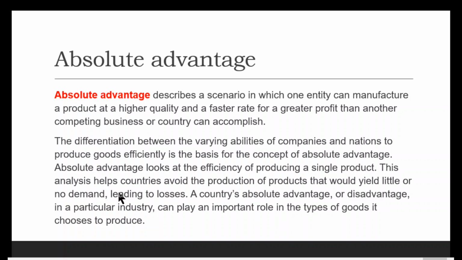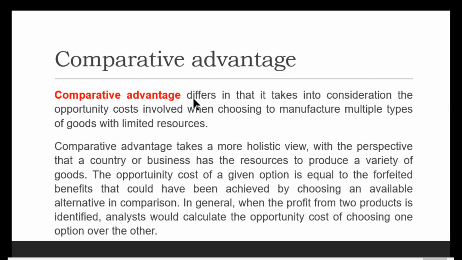Okay, so absolute advantage looks at the efficiency of producing a single product. This analysis helps countries avoid the production of products that would yield little or no demand, leading to losses. So this analysis of absolute advantage or disadvantage helps in identifying the types of goods that a country chooses to produce. So how do we differentiate this absolute advantage with comparative advantage?